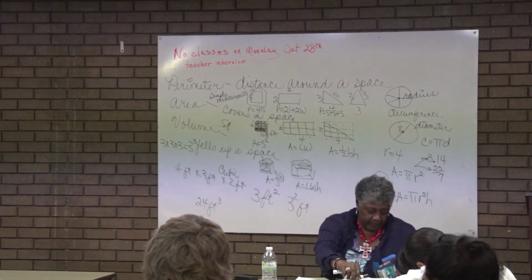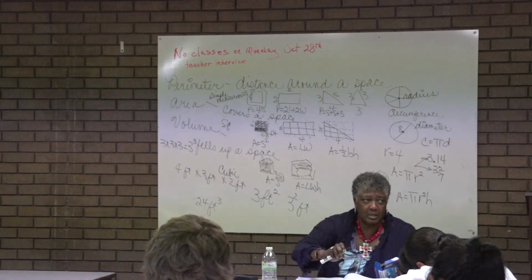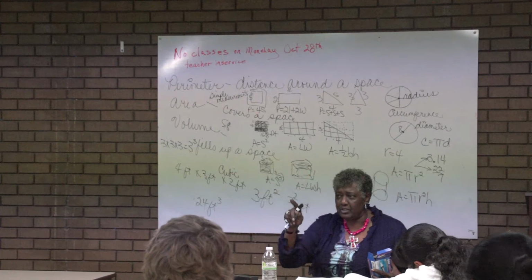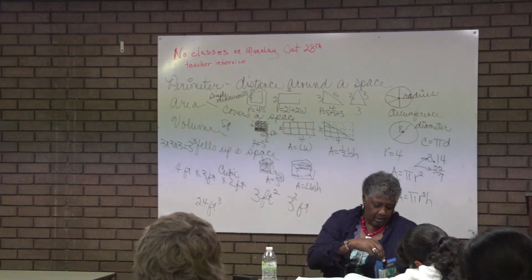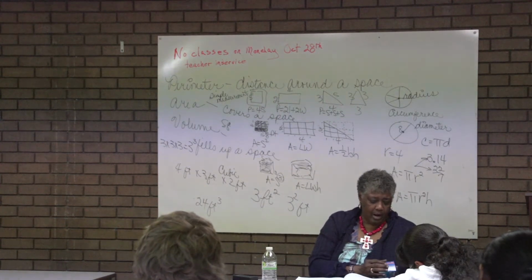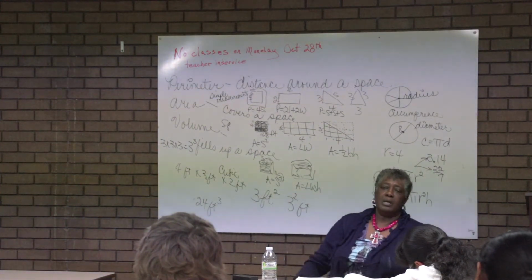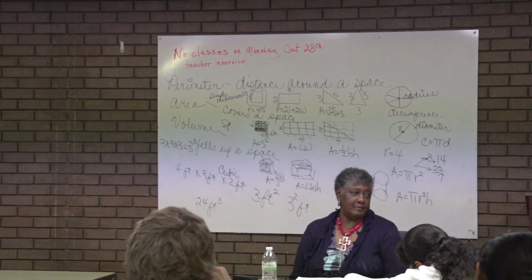Area is what? Inside space. That inside space, we want all that space in between, not just the edges. All in between. And how do you find the area of a square or a rectangle? Multiply. Multiply what? Side times side. That's what you need to keep in your mind. Area is side times side.